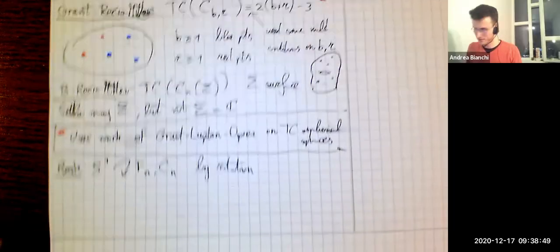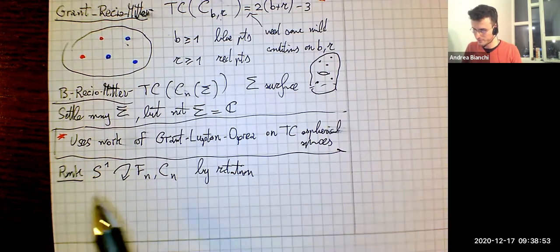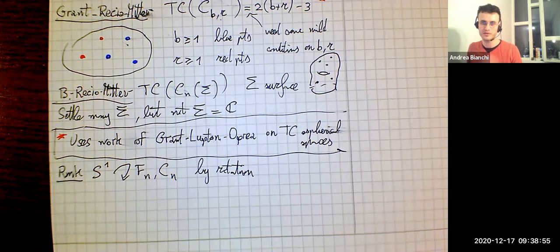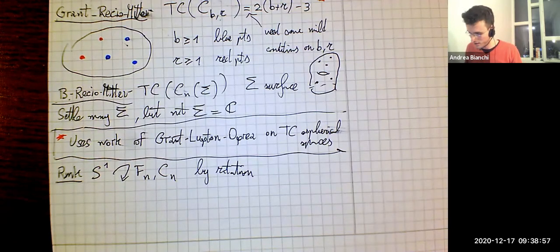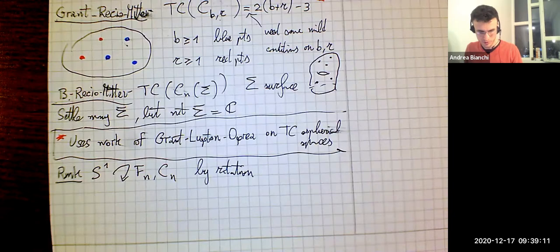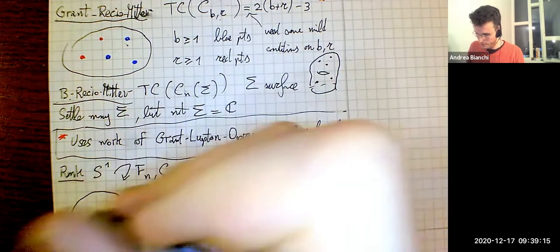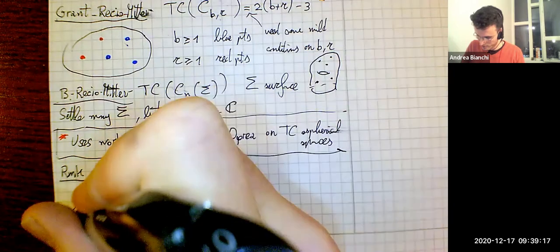There you go. The group S1 acts by rotations on these spaces. If you have a configuration in the plane, you can rotate it, and one thing that one could wish for is a motion planner on Cn or on Fn which is compatible with the action of this group. What do I mean by this? Suppose that you have a couple of configurations.